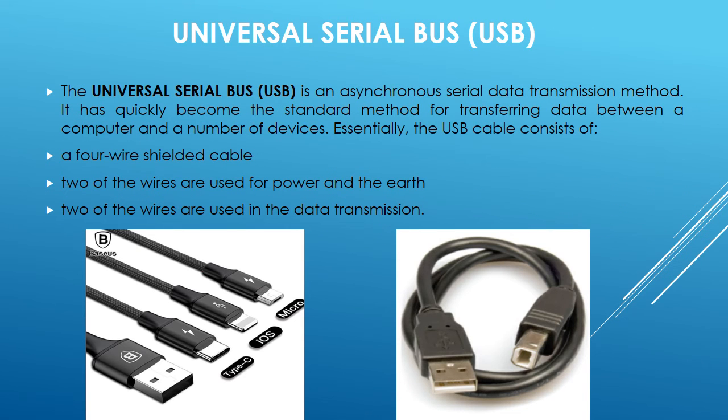USB or Universal Serial Bus. The Universal Serial Bus or USB is a serial data transmission method. It has quickly become the standard method for transferring data between a computer and a number of devices. Essentially, the USB cable consists of a 4-wire shielded cable. 2 of the wires are used for power and the earth. 2 of the wires are used in the data transmission. You can see in the diagram a typical USB cable.